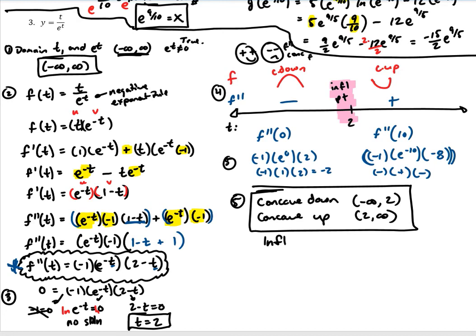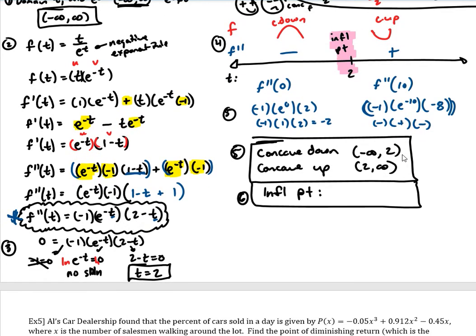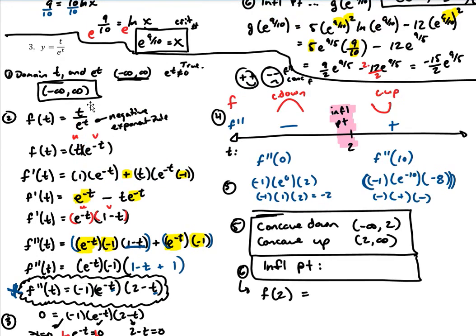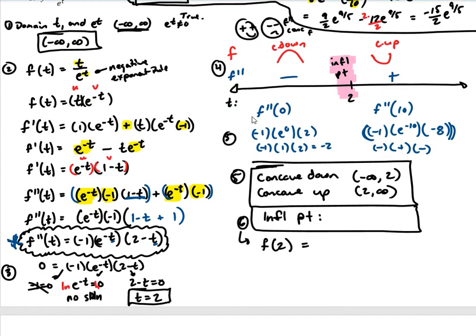And then we need our inflection point. Let's go ahead and put it right here as an answer just to keep them all with each other. But our inflection point is to plug in our x value, or I guess t value in this problem, into the original function. So what I need to do is find f of 2. So now I'm back to the very beginning. Well, I used f of t as our variable instead of y, but it's still this same function. So we'll plug it into the t, into our original f of t.